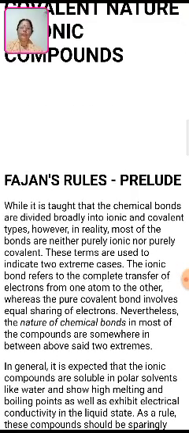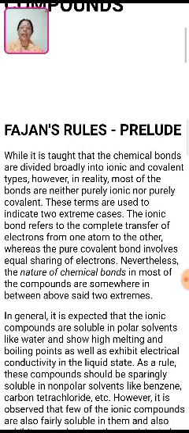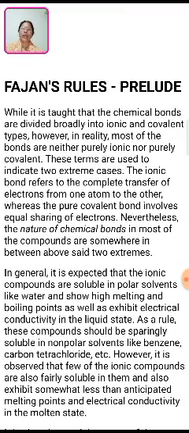See here, while it is taught that the chemical bonds are divided broadly into ionic and the covalent type, however, in reality most of the bonds are neither purely ionic nor purely covalent. So these terms are used to indicate two extreme cases. The ionic bond refers to the complete transfer of electrons from one atom to the other, whereas pure covalent bond involves equal sharing of electrons. Nevertheless, the nature of the chemical bonds in most of the compounds is somewhere in between, neither pure covalent nor pure ionic.